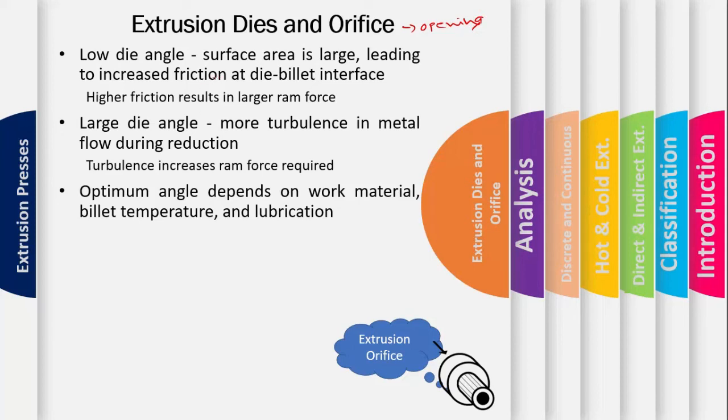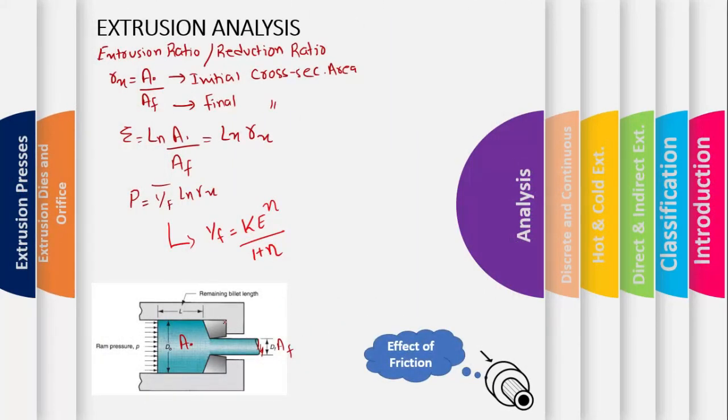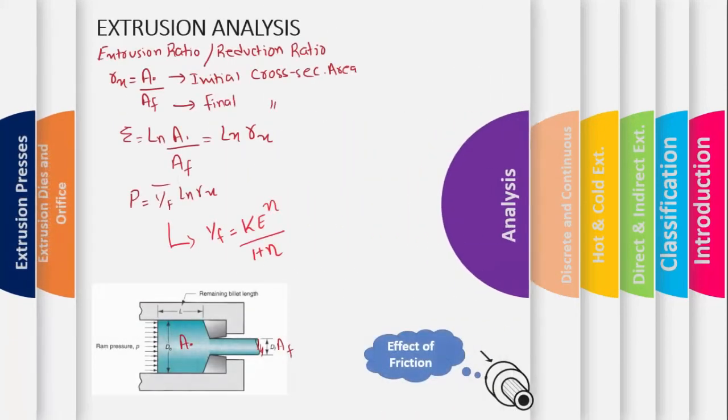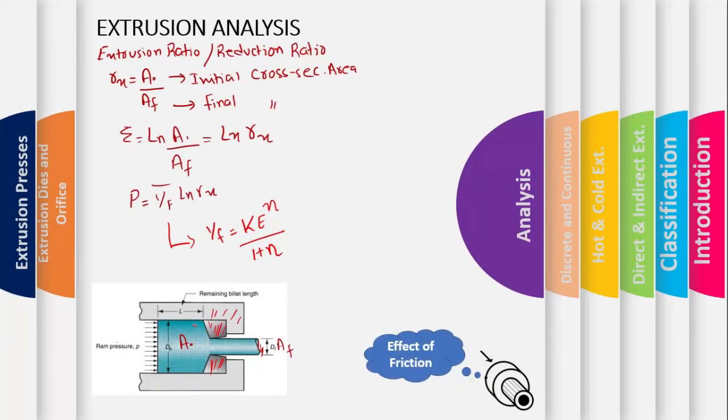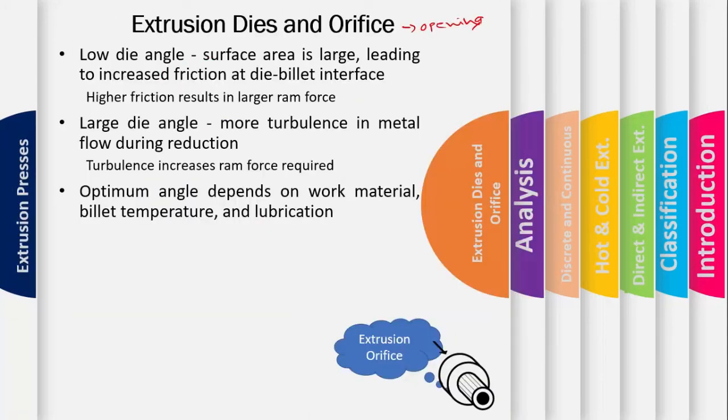So in the case of the extrusion dies, as we have seen, let us revise the diagram. This is the container here. We have the die, this one is the die cavity, and we have the ram in this direction. This is the billet, the blue one. So the extrusion force also depends upon this die angle. If you have a low die angle, the surface area is large.